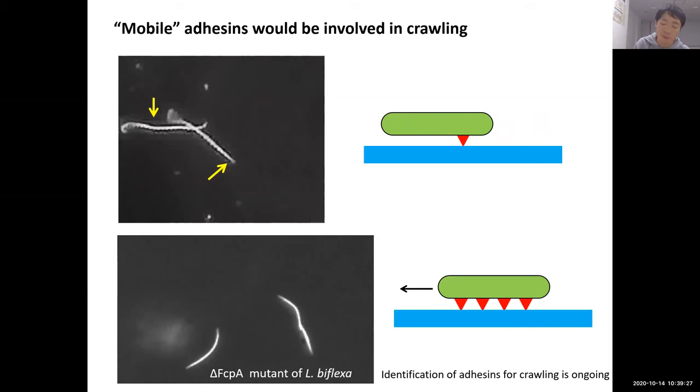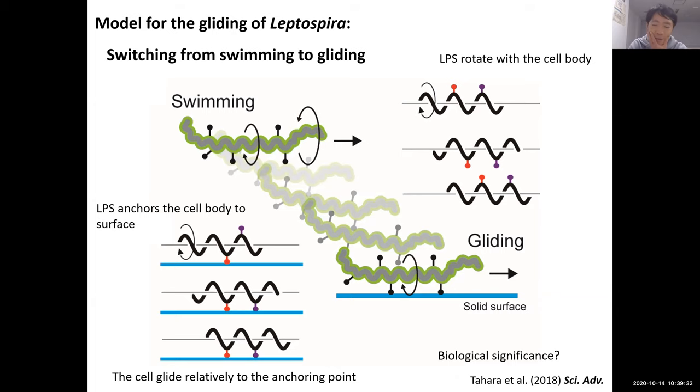This is a model for gliding, crawling. We have no information about the molecular basis of the crawling. So in the future, I'd like to know what the specific adhesin for crawling is. So what is the biological significance? It is very important for considering the relationship between morphology, motility and pathogenicity.